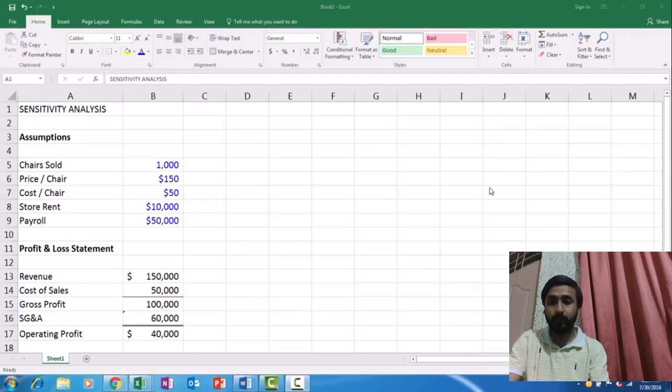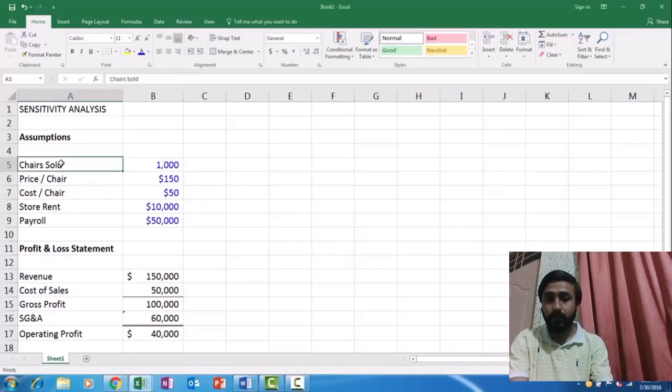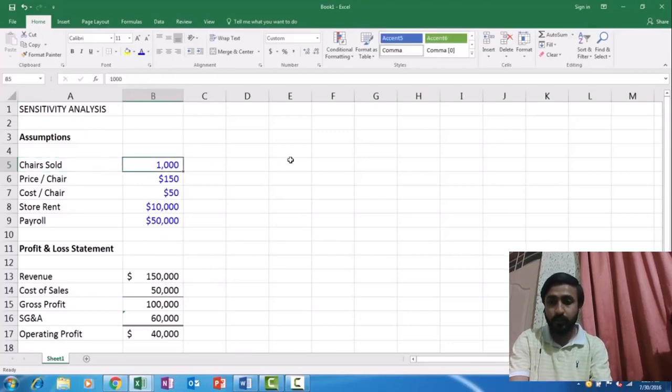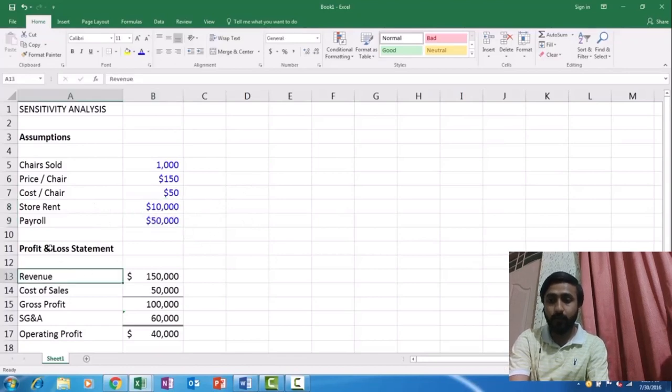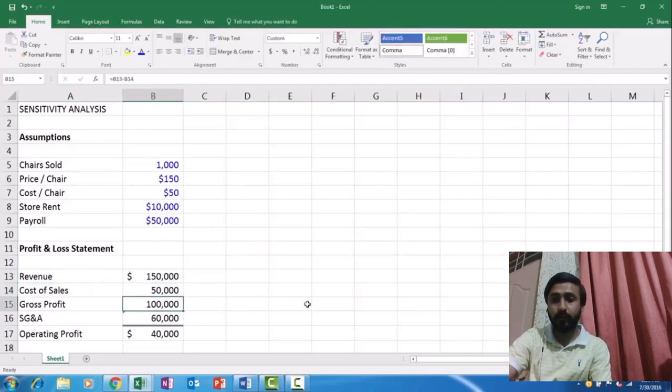We have assumptions. Let's assume that this is a chair store. We are selling 1,000 chairs a year, at $150 a chair, and our cost per chair is $50. And our fixed costs, which are our store rent and our payroll, are right here. If you look at your income statement or profit and loss, we have our revenue, our cost of sales, our gross profit, fixed cost, and our operating profit.